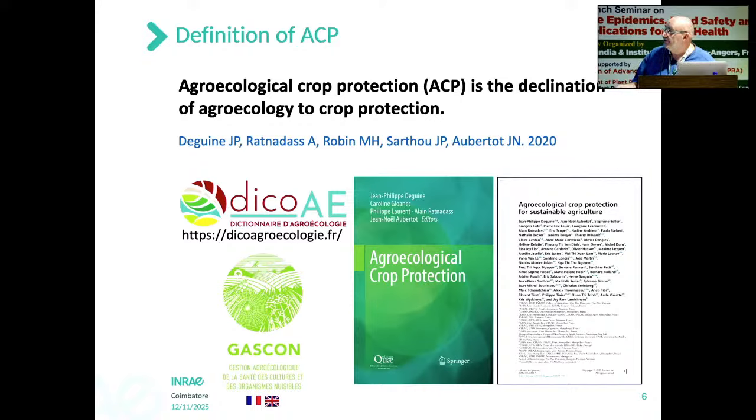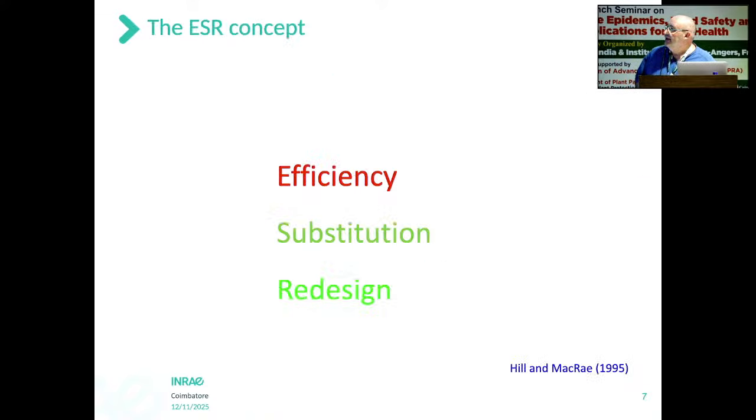You see there are many authors who proposed the basic principles of ACP. There is also an online training tool to help students understand what agroecological crop protection is. It takes about 8 hours to perform the training session. I have to introduce another concept.